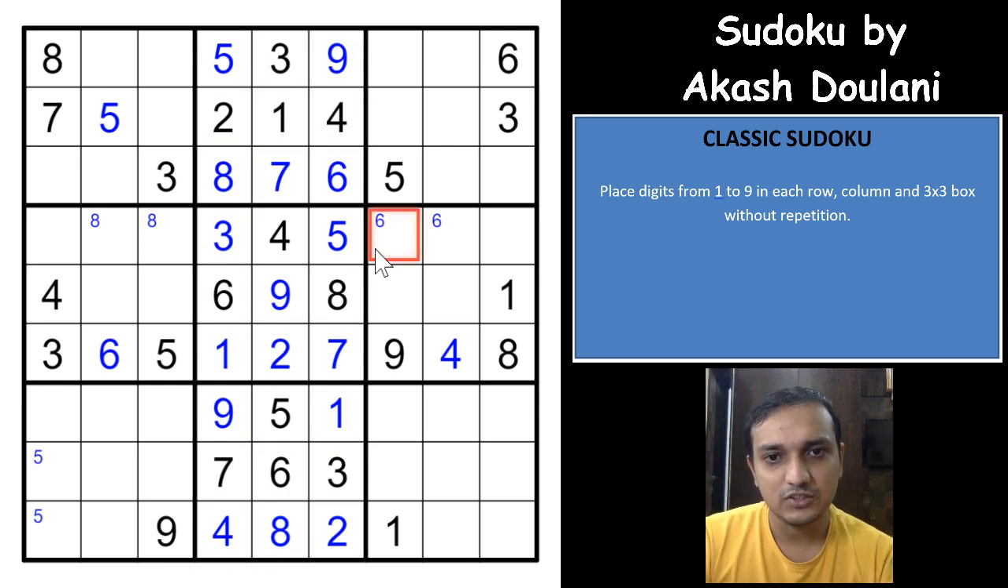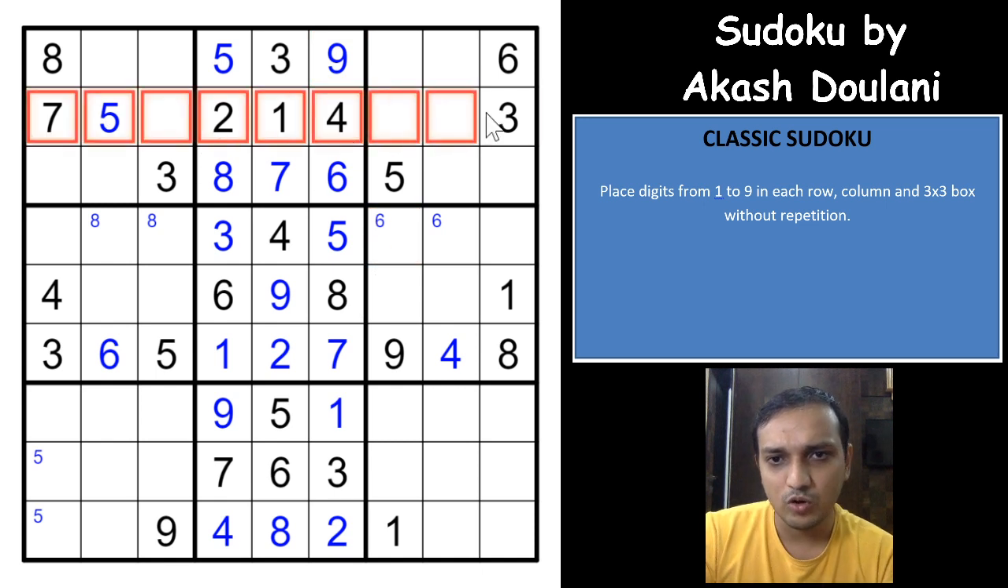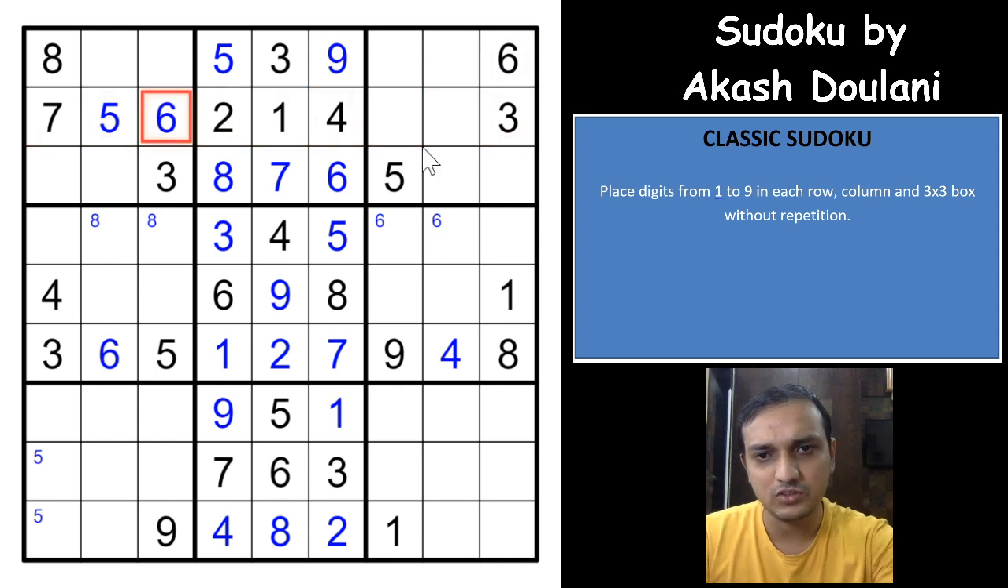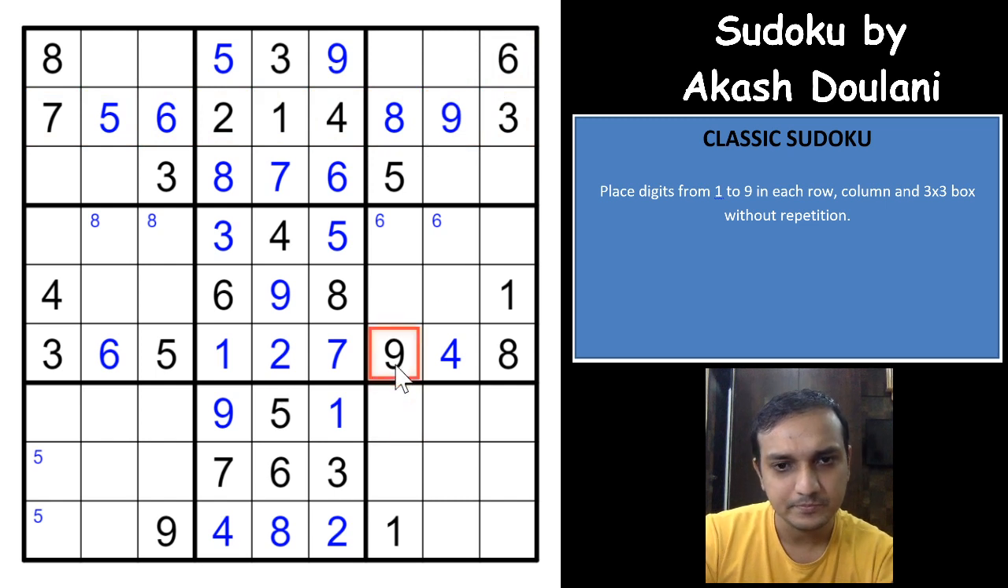So let's see what else is pending here. I'll look out for this row actually. 6, 8, and 9, right? 6 cannot be in these two cells, so this would have to be 6. These two cells would have to be 8 and 9 in this order because of the 9 here.